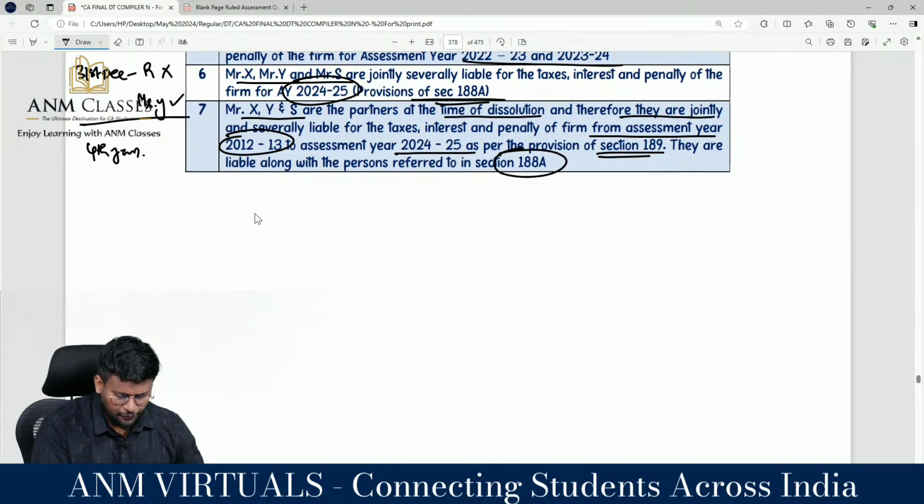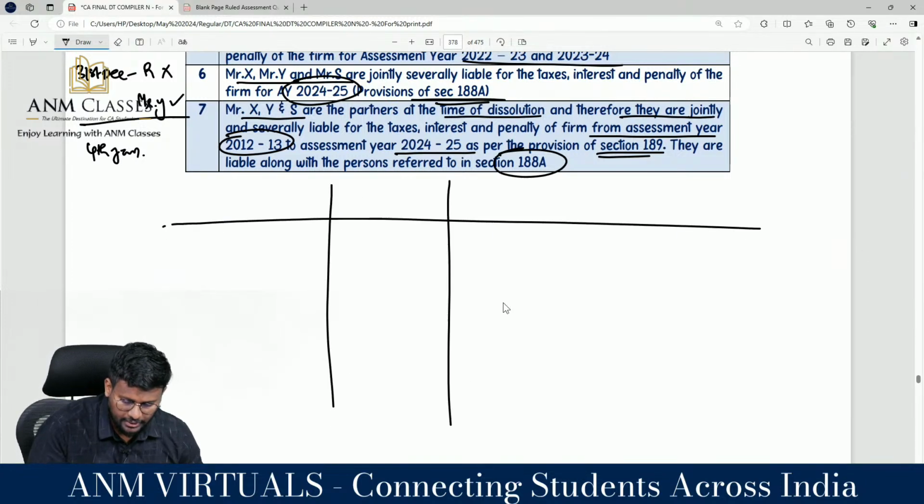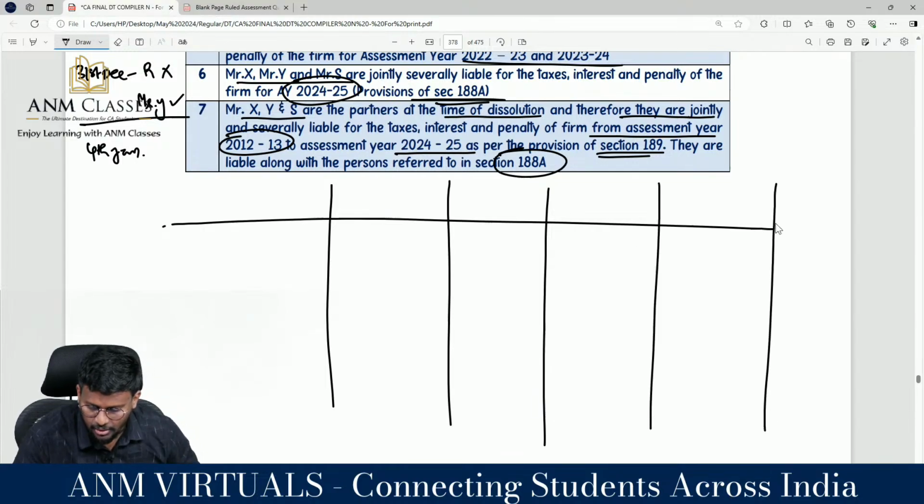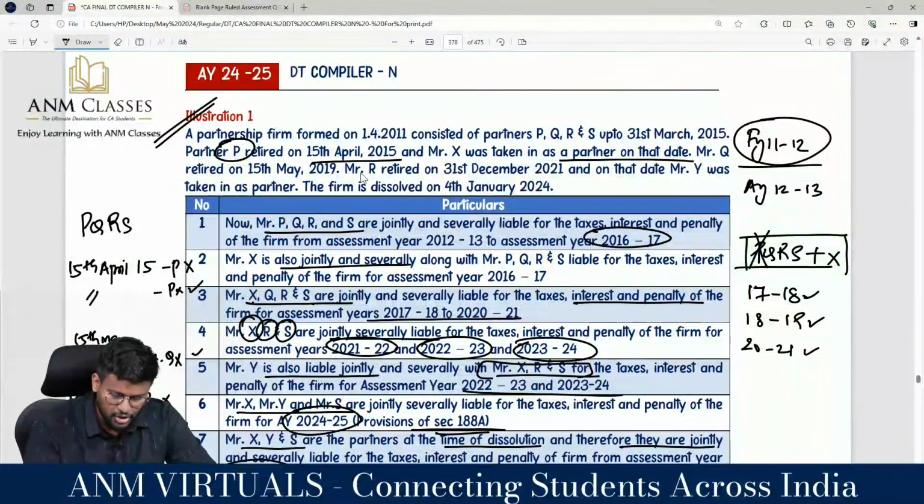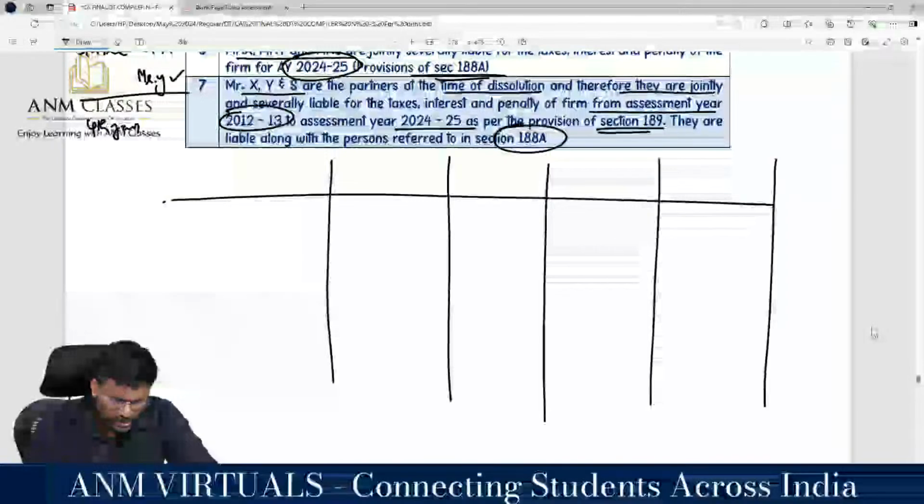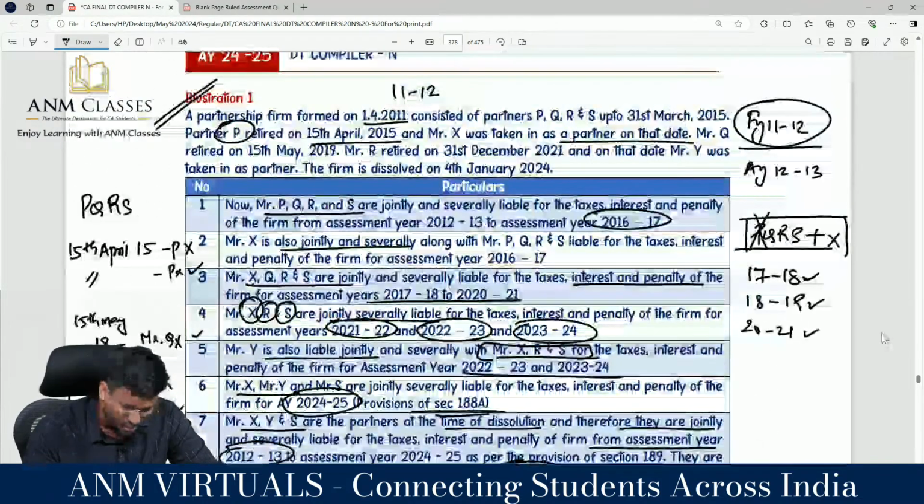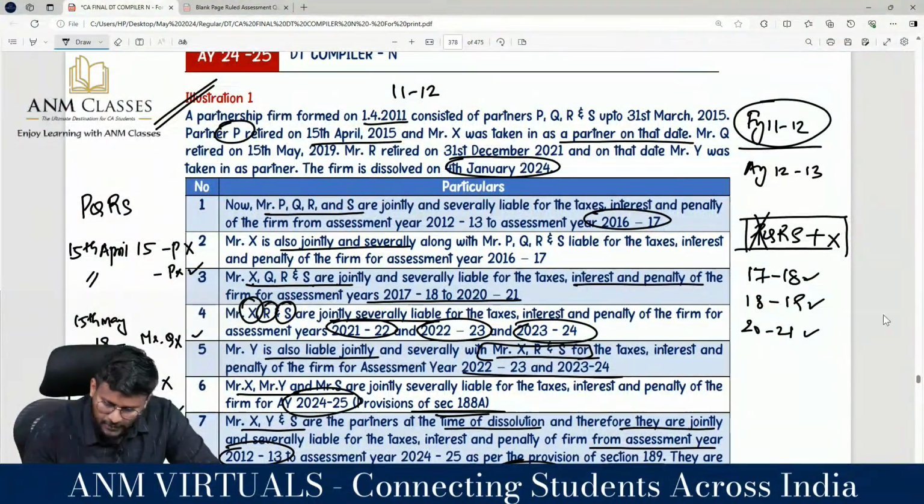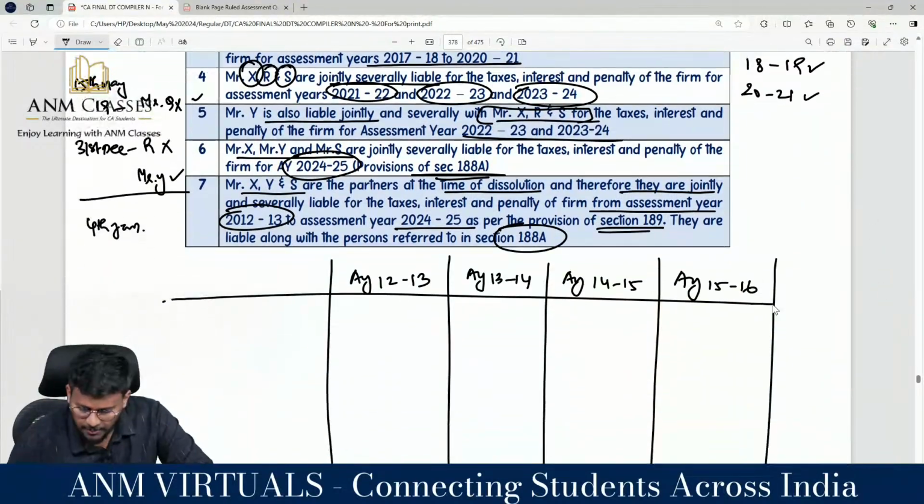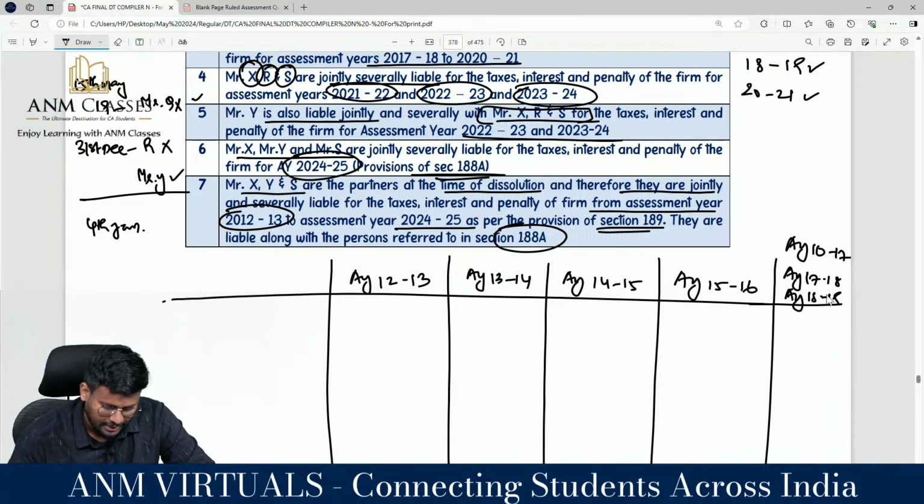If you are having any confusion with regard to the names, you just draw a table like this, then you can easily knock it off. They started the business on 1/4/2011, that is financial year 11-12. Leave 11-12 and come to assessment year 12-13, assessment year 13-14, assessment year 14-15, assessment year 15-16, and it goes on to a long run of assessment years: 16-17, 17-18, 18-19, like that.